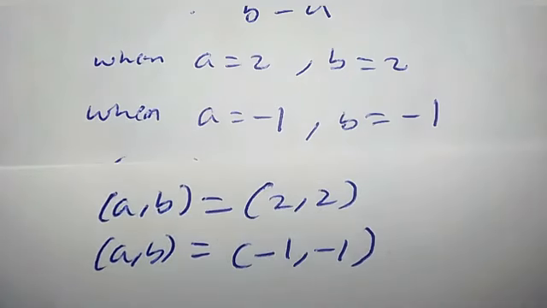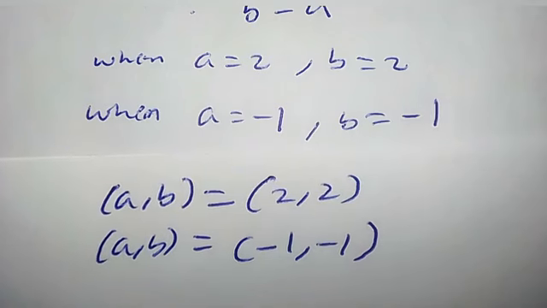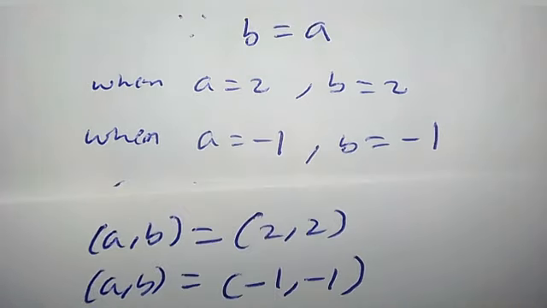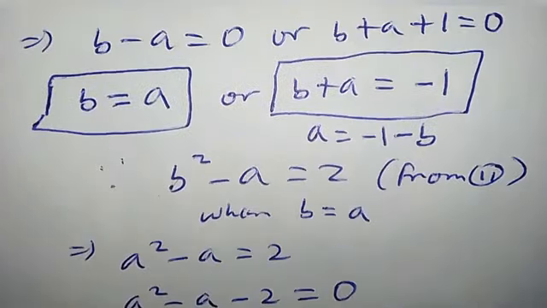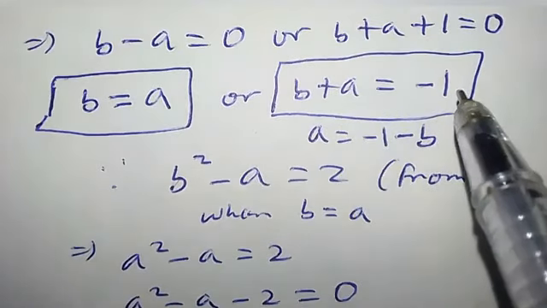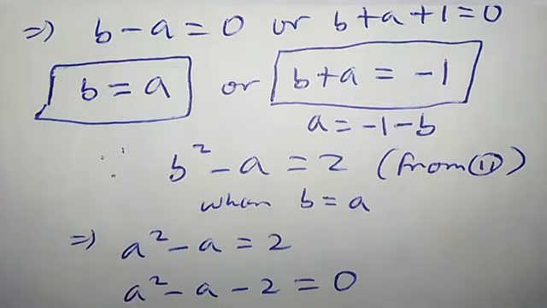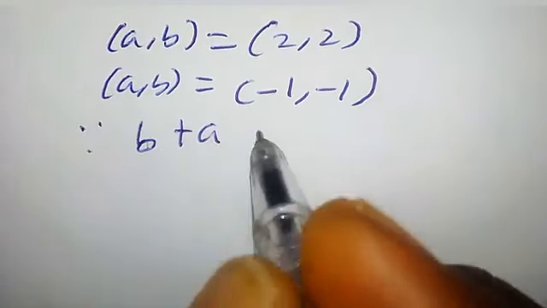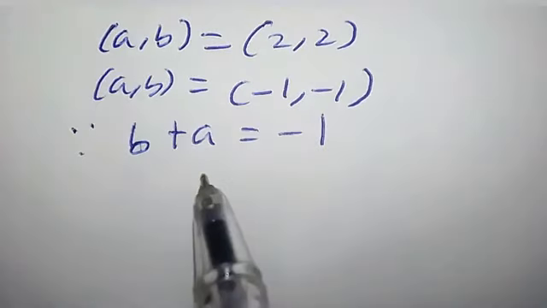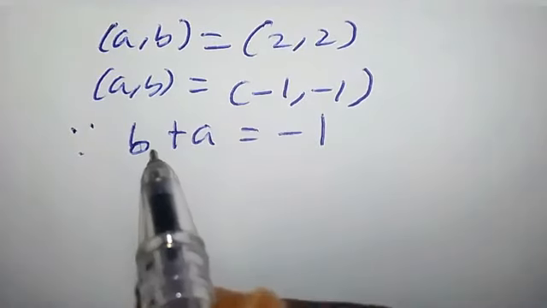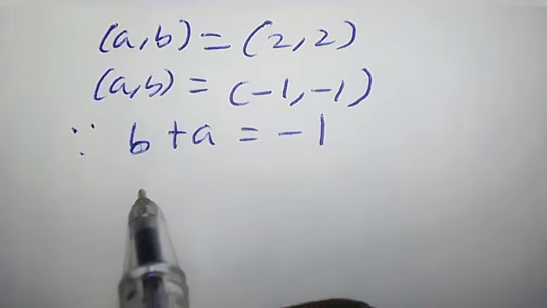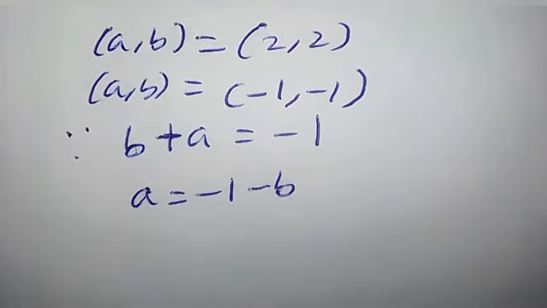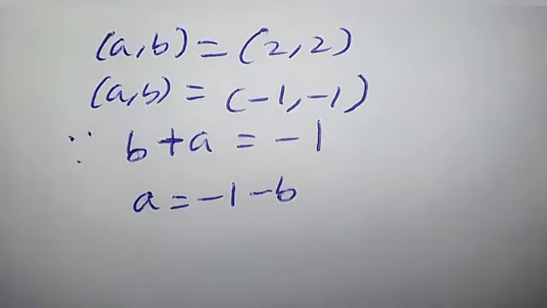Now, for us to get the other solutions, we are going to consider the case when b + a equals −1. Let me show you. b + a equals −1. So, since b + a equals −1, let us make a the subject of the formula by transferring b to the right side. So it becomes a equals −1 − b. Now, back to the first two equations. Let me show you.